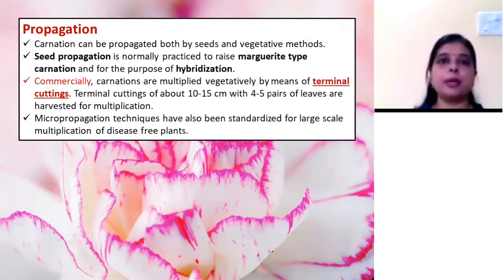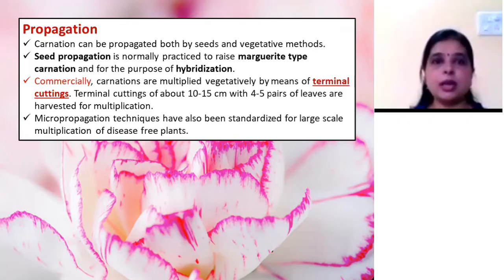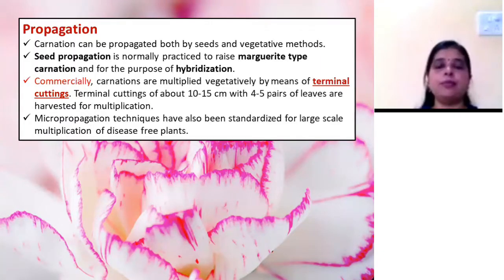Carnation is propagated by both vegetative means and seed. Seed propagation is normally practiced in the marguerite type of carnation. Commercially, as I told you, perpetual carnation is grown in polyhouse for commercial purpose. So it is commercially propagated by terminal cutting.